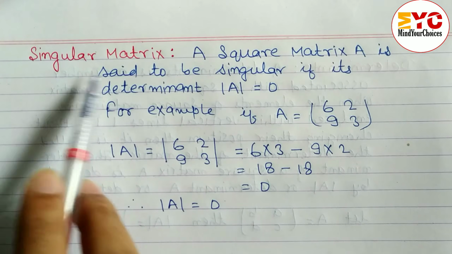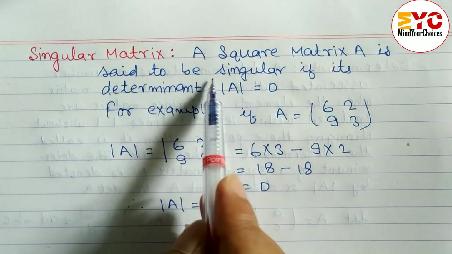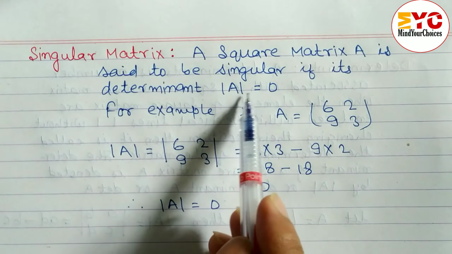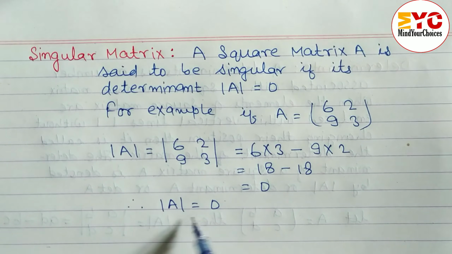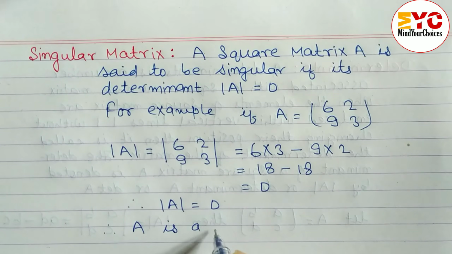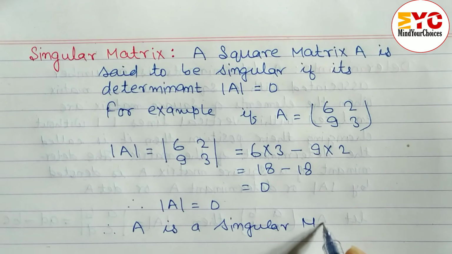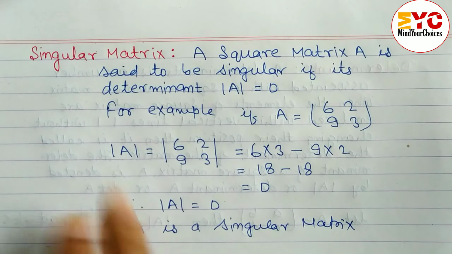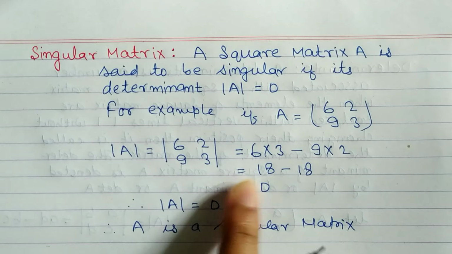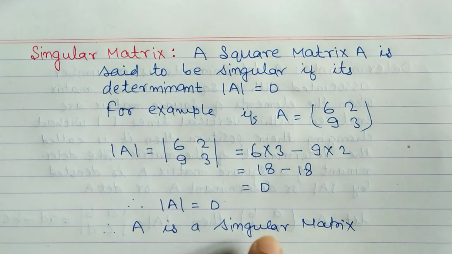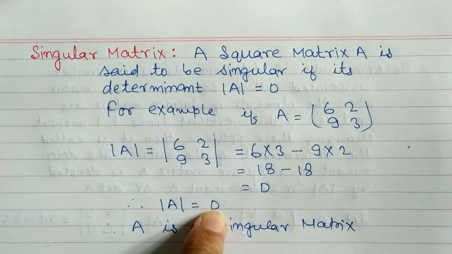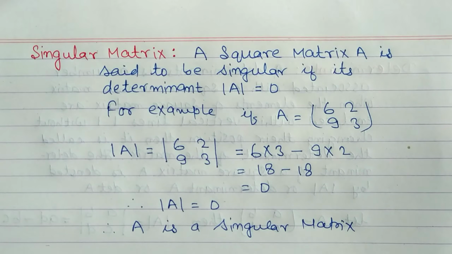According to the definition, a matrix A is said to be singular if its determinant A is equal to 0. Now you can see here determinant A is equal to 0. Therefore, we can write A is a singular matrix. Hope you understand the definition of singular with example. If determinant is 0, then singular matrix. If determinant is not equal to 0, then non-singular matrix.